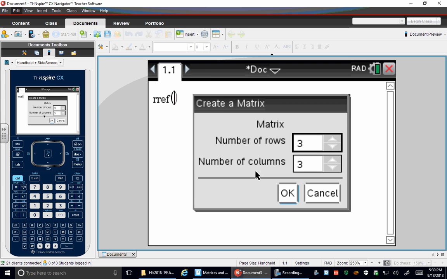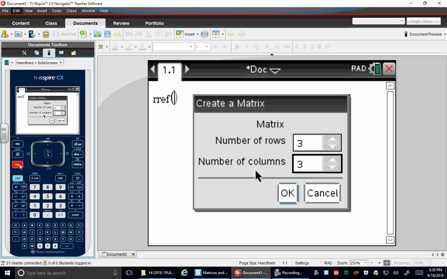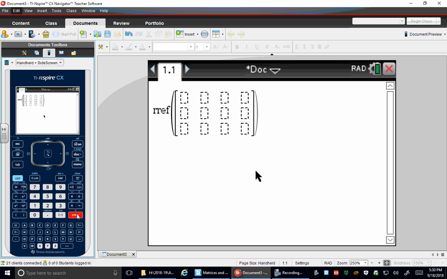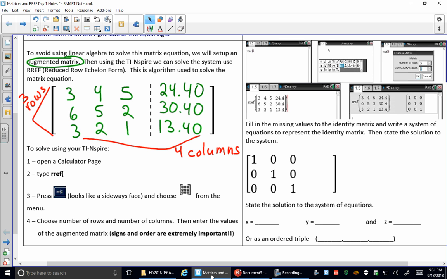And when I select this, it's going to ask me for rows and columns. So 3 rows, tab. I want to make that 4 columns. And then I want to hit enter. So now notice there's a spot for each one of those values that we had before. And so now we can go and record those. Oh, sorry, let's go sideways. So 3, 4, 5, and 2440.